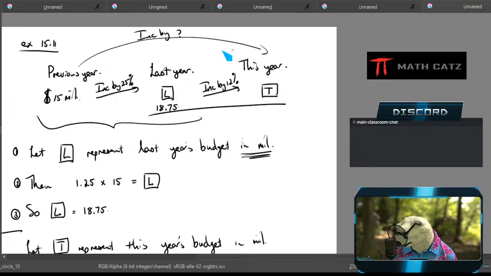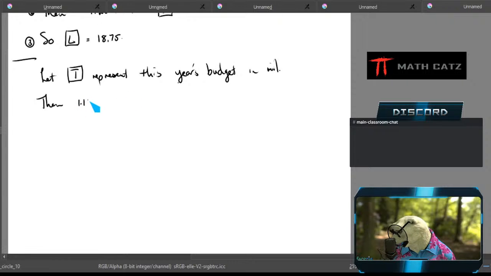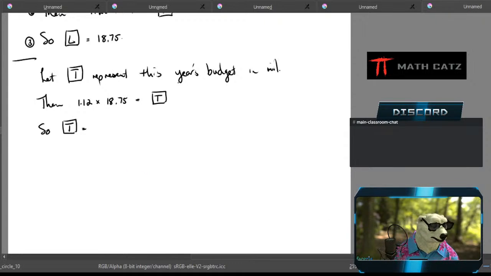Okay, so let's write the translation of this. 1.12 applied to 18.75 is going to give me this year's budget. And again, I look at it. The sentence doesn't need any rewriting. It tells me already what to do to calculate that T symbol. I'll just do it. 1.12 times 18.75. Yes, type that in right. And I get, oh, 21. Wow, that's nice. Clean.